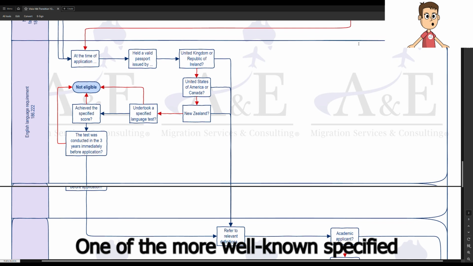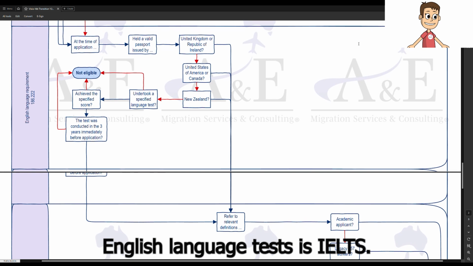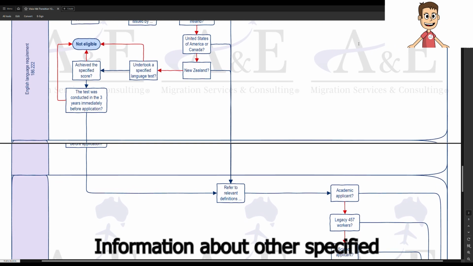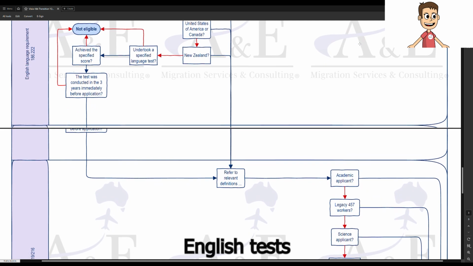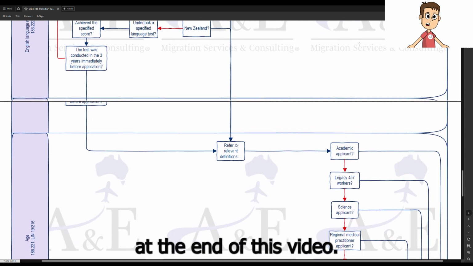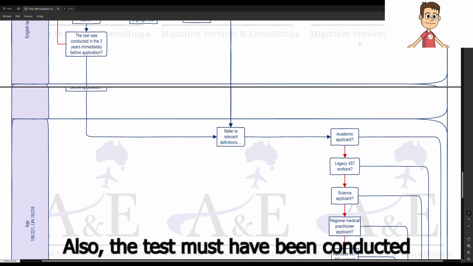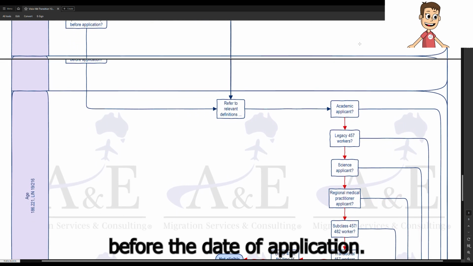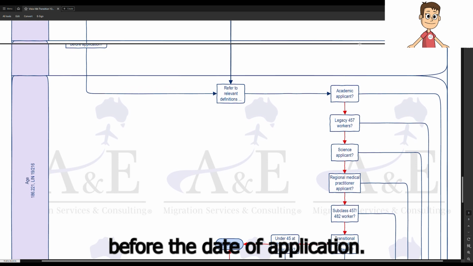One of the more well-known specified English language tests is IELTS. Information about other specified English tests and the required scores are provided in a link at the end of this video. Also, the test must have been conducted in the 3 years immediately before the date of application.